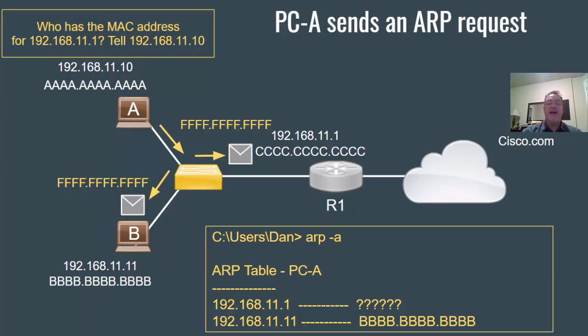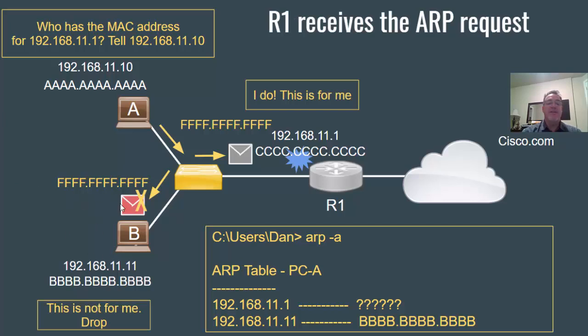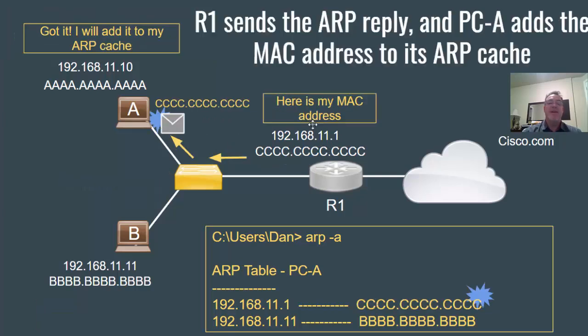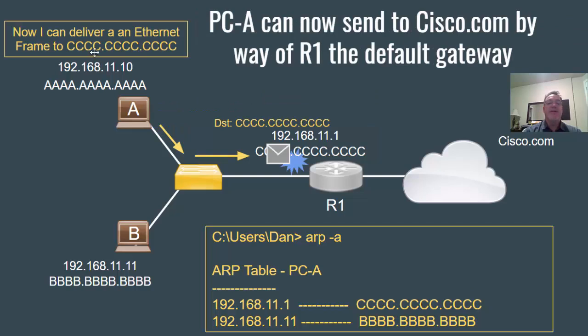Tell 192.168.11.10. So that goes out, and PCB ignores it this time because it's not addressed to it, but the router says, hey, this is addressed to me. They want the MAC address of 192.168.11.1. I have this. This is for me. And it returns its MAC address in an ARP reply to PCA. Once PCA has that, it's able to reach Cisco.com by way of the default gateway, where it delivers the frame to the default gateway. When it gets to the router, the router can then move it on towards its destination. And that's the ARP process.